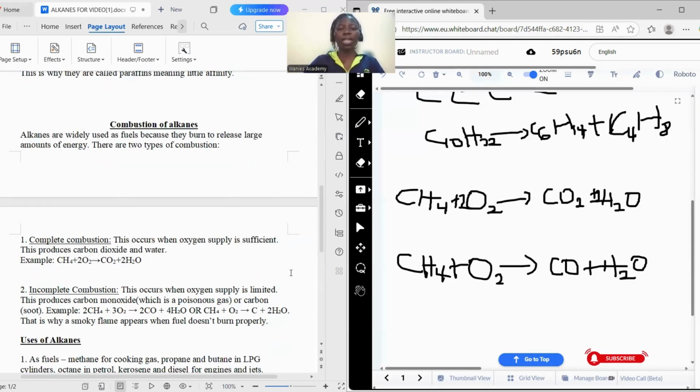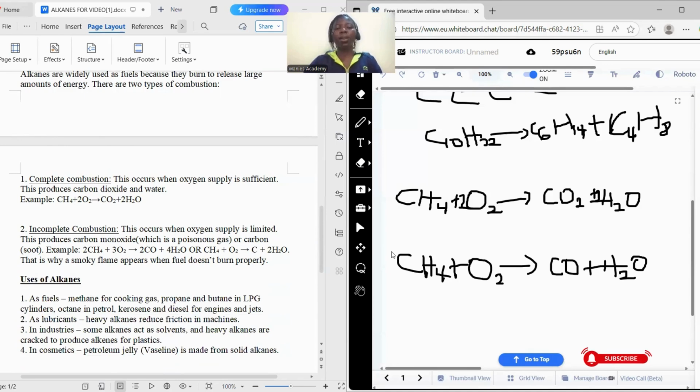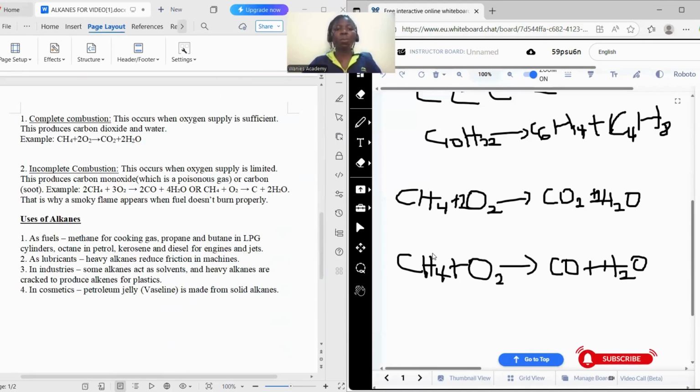So uses of alkane. Let's quickly look at the uses of alkane. Alkanes are used as fuels, just like your methane used in your cooking gas, propane and butane used in your LPG, that's your liquefied petroleum gas, octane used in petrol, kerosene and diesel used in engines and jets. Can you see the uses of alkane? Alkanes are also used as lubricants. They are used in industries to get solvents, to get detergents, and many others. Alkanes are also used in the cosmetic industry to produce petroleum jelly. That is the Vaseline you use at home.